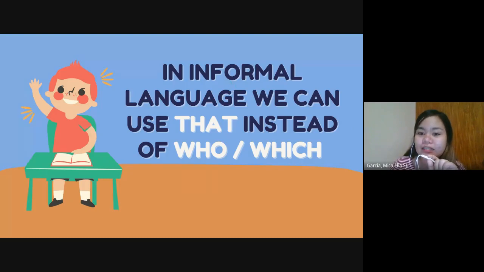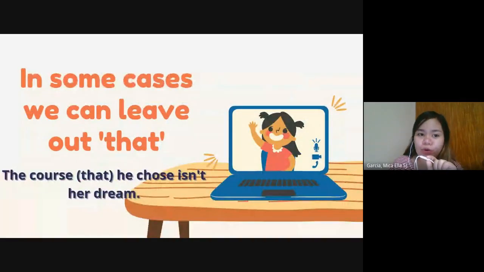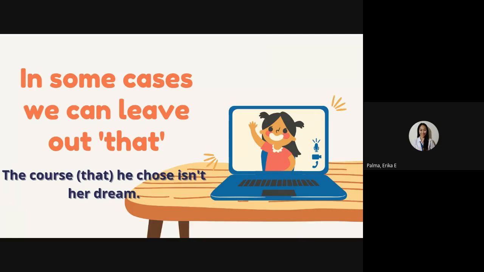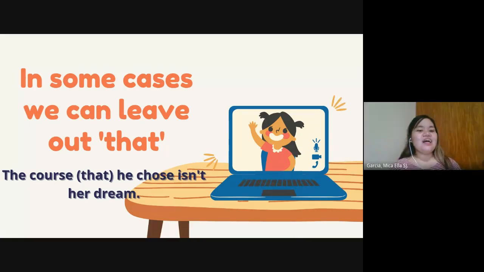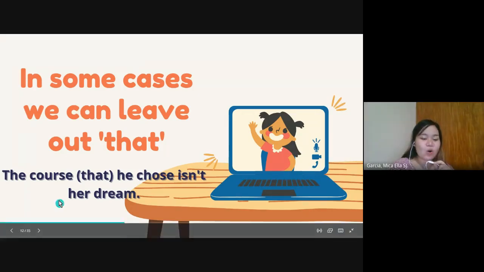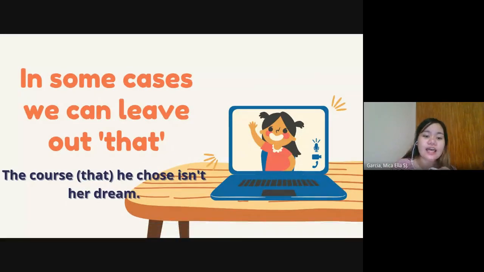We commonly use that instead of who and which. Furthermore, in some cases, we can leave out that. In this sentence, who can read the sentence provided here? Yes, Erica. The course that he chose isn't her dream. As you can see, the course that he chose isn't her dream. So that is the word that is included in the sentence.